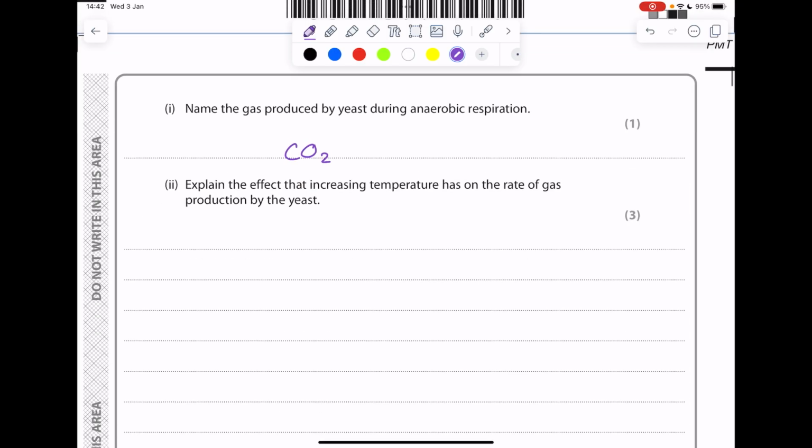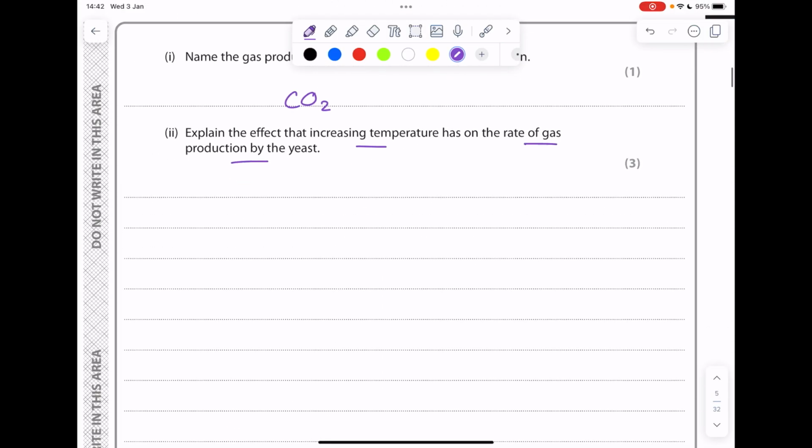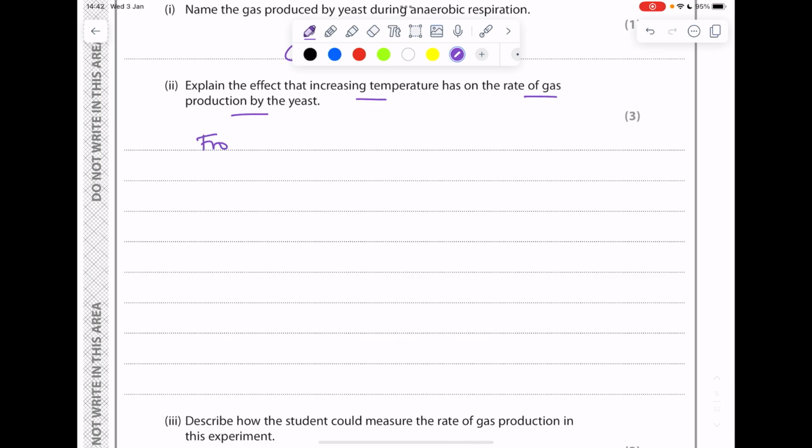Explain the effect that increasing temperature has on the rate of gas production by the yeast. So we're going to have to split our answer up from 15 degrees to 40, and then what happens in this portion of the graph. So from 15 degrees until 40 degrees, gas production increases. Why is that? We're explaining it.